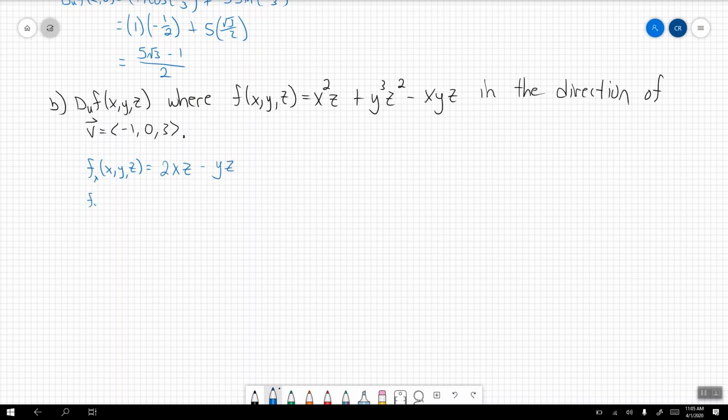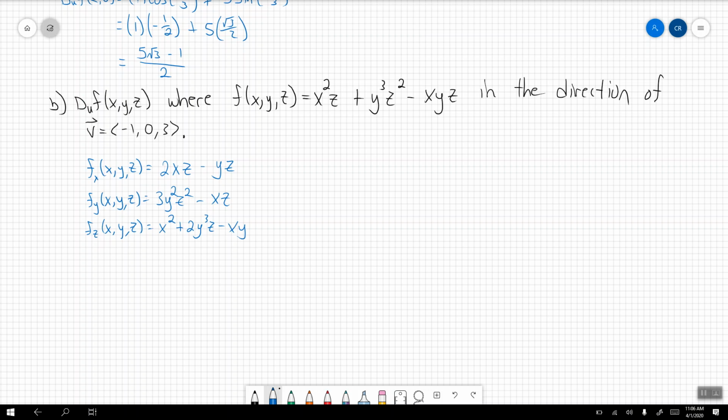Partial with respect to y, for this function, that's going to be 3y squared z squared minus xz. And then the partial with respect to z for this function will be x squared plus 2y cubed z minus xy. Nice.